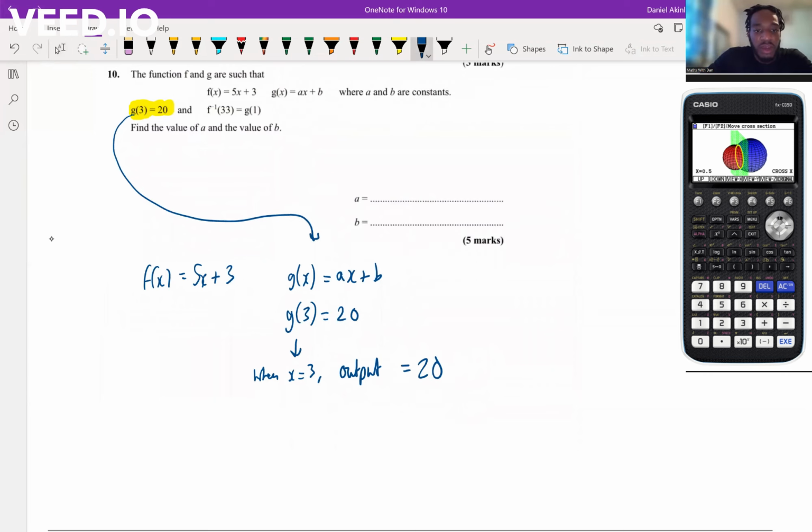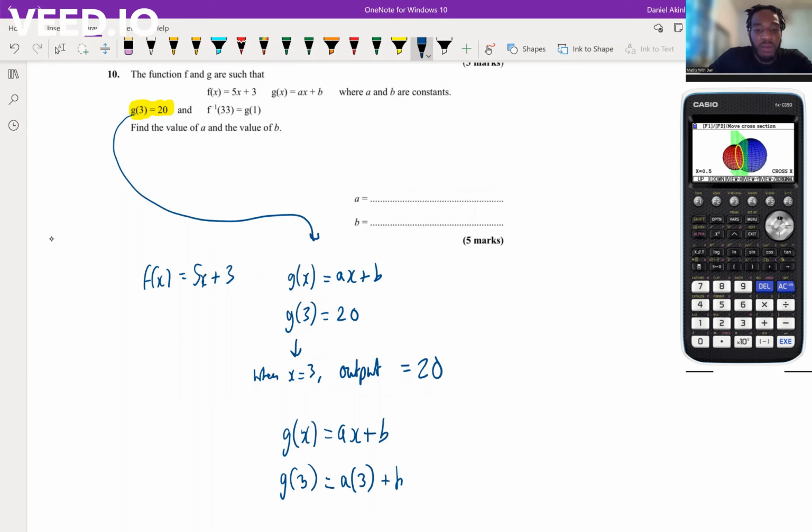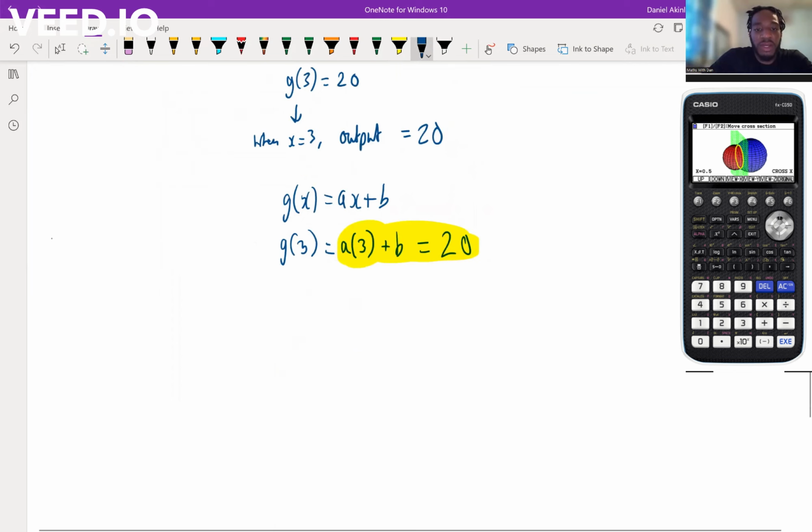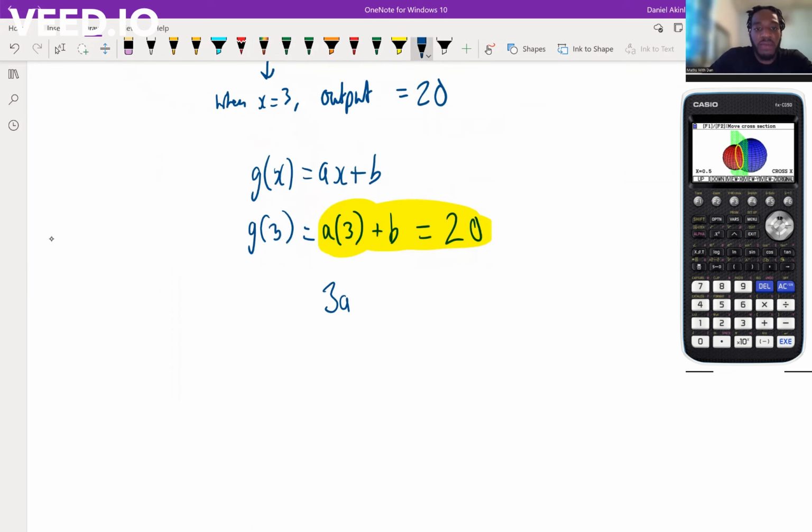So we have g of x is equal to ax plus b. So that tells me that when we have g of 3, I'm going to replace the x with 3, so 3a plus b, and we know this is equal to 20. Simplifying just these two on this side, this is an equation. This is equal to 3a plus b is equal to 20.